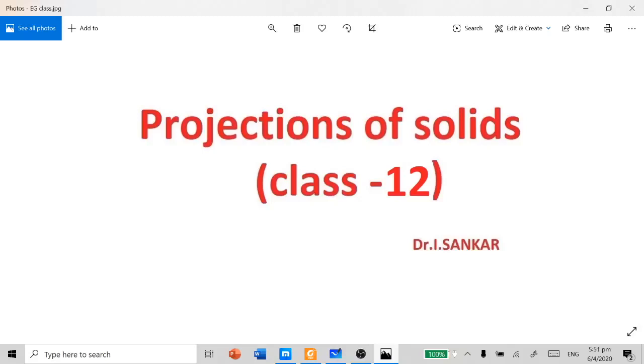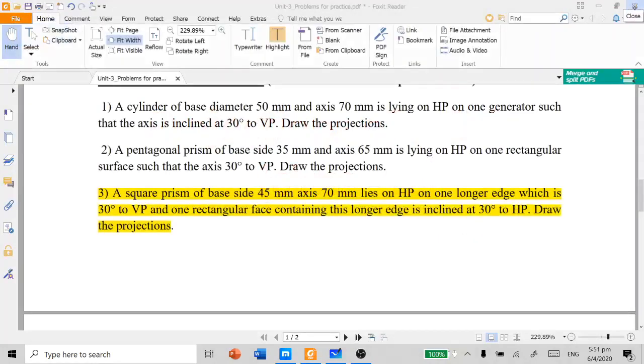Welcome, students. In this video lecture we are going to solve one more problem from the projection of solids chapter, under the category solid axis inclined to VP and parallel to HP. The current problem is problem number 3 in our question bank.